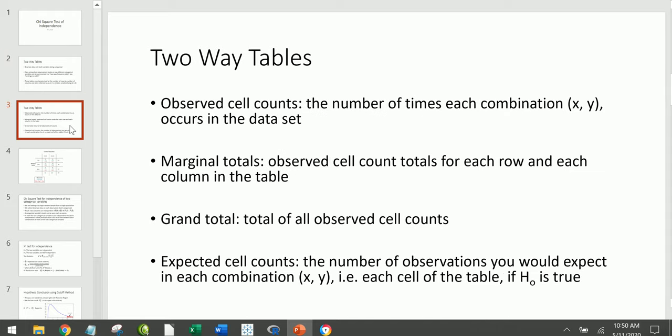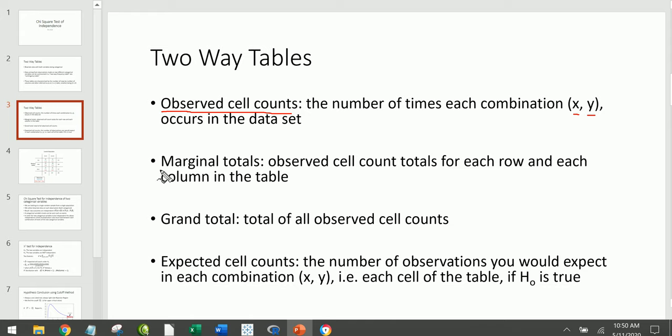So, the values you're going to see all over these tables can be broken up into these parts. First off, you have observed cell counts. Observed cell counts are the number of times each combination of the two variables in question occur in the data set. So, these are the observed counts from your sample data. Okay, they can't be changed.